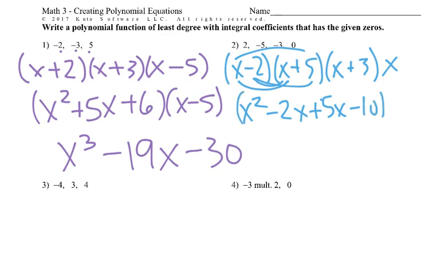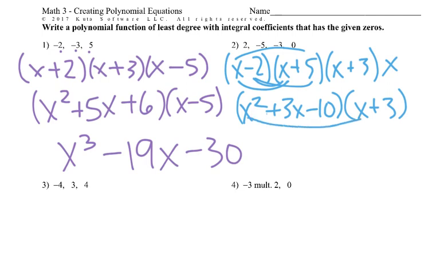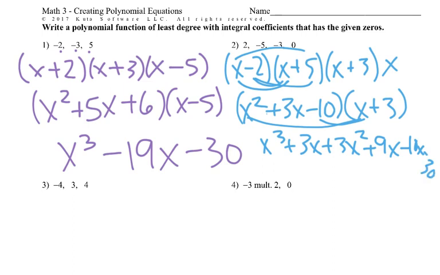And then we could simplify, right? Negative 2x, positive 5x would give us positive 3x, and then it was minus 10, and times x plus 3, so we get x cubed plus 3x squared, then 3x squared plus 9x, and negative 10x minus 30. So then we simplify like terms, and we get x cubed plus 3x squared.